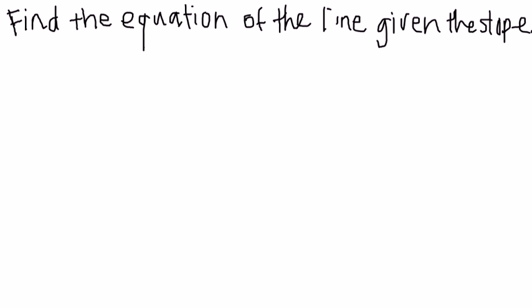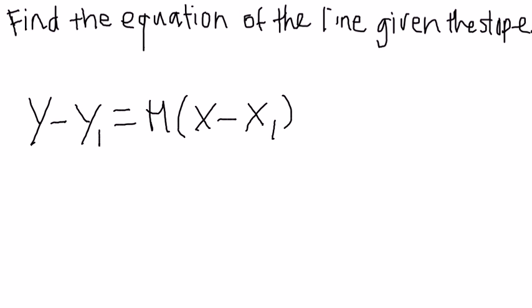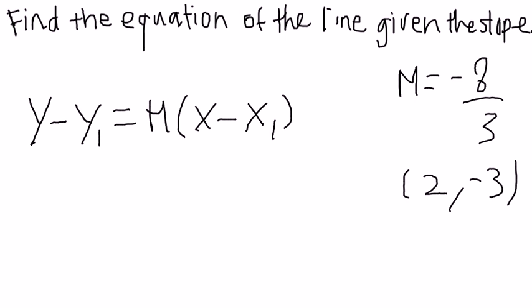Now, the point-slope form looked something like this. It looked like this: y minus y1 equals m parentheses x minus x1. And let's remember that our slope was negative 8 over 3, and our point was (2, -3). Okay? Now, 2 is x1, -3 is y1, and the slope is m, which is negative 8 over 3. And let's go ahead and try to plug it in the formula.